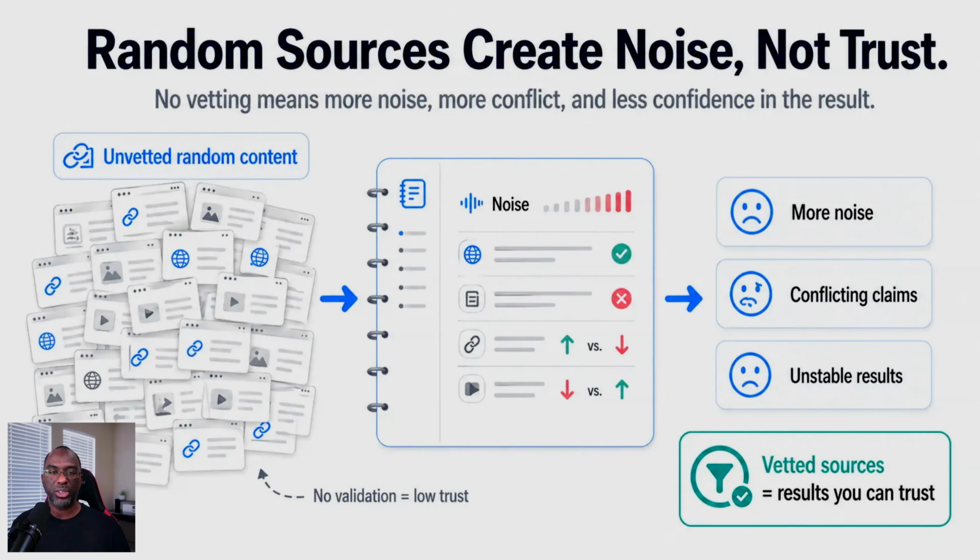When you gather that much random content and you bring it together into a single place, you're going to have a lot of noise and very little signal. And then you're going to have conflicting claims, so you're not going to have stable results. And because you have no vetting, no validation process, you can have no trust in the notebook. You're just hoping that Google or NotebookLM is uploading the right material.